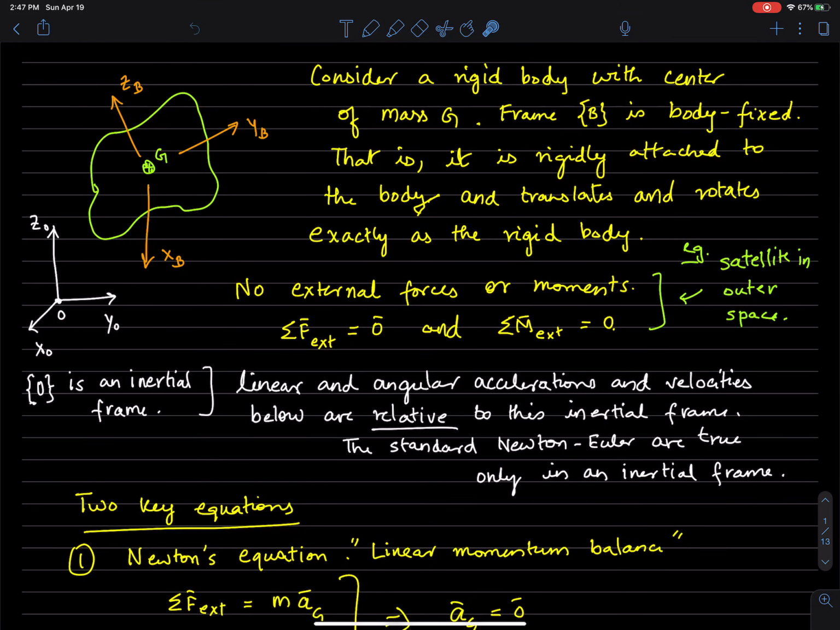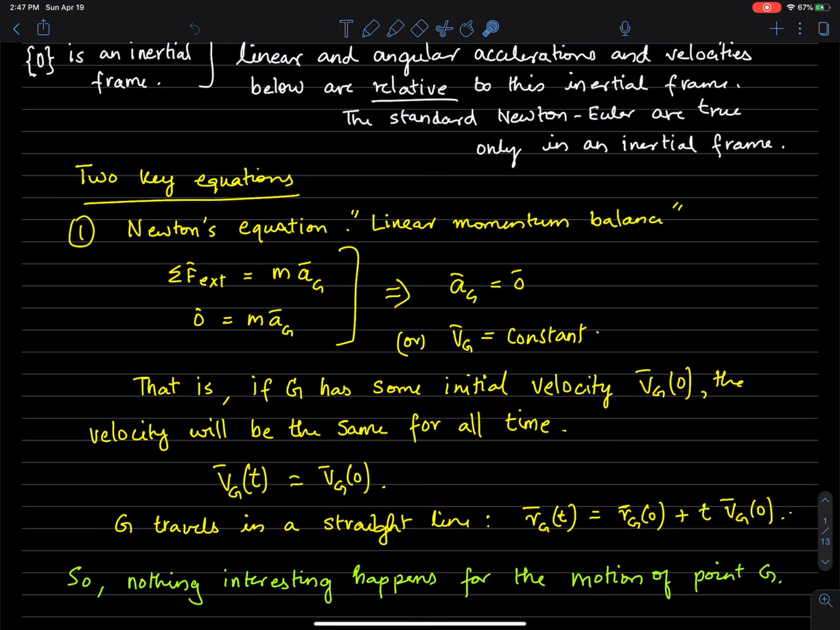Let's write the equations of motion. Like we discussed a couple of weeks ago, there are two key equations for a rigid body in 3D. One, of course, is the usual linear momentum balance or Newton's equations. Sum of forces equals mass times acceleration of the center of mass. Sum of forces is 0, so mass times acceleration is 0. Mass is a constant, so acceleration is 0. Acceleration is 0 means that velocity is a constant, right? So that makes sense. There are no external forces.